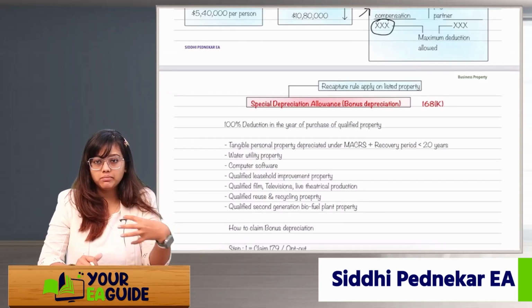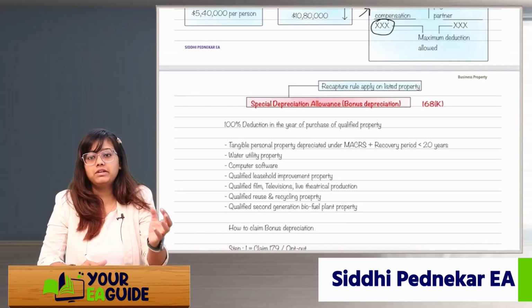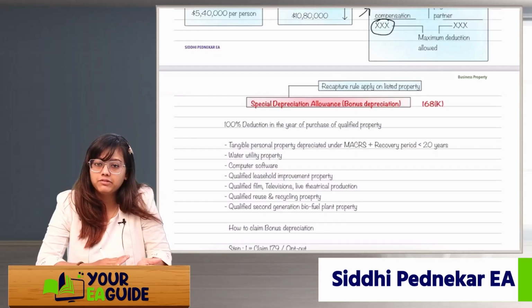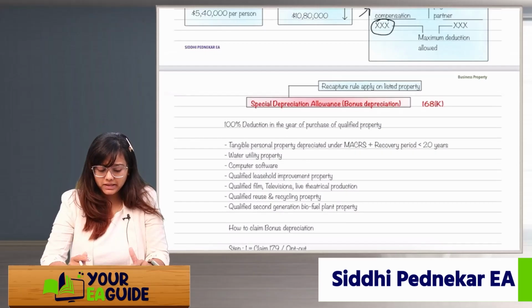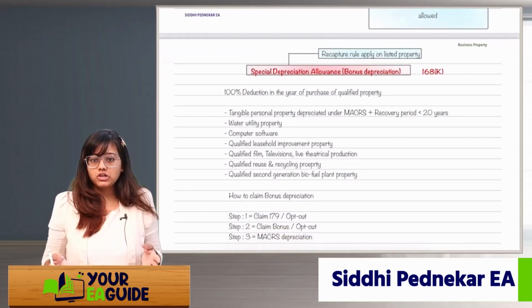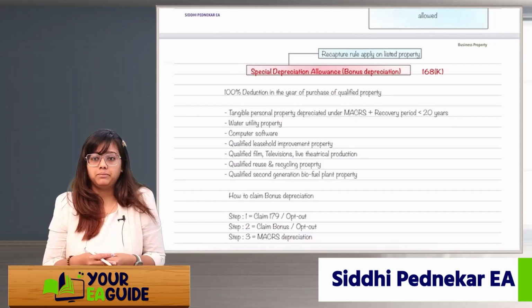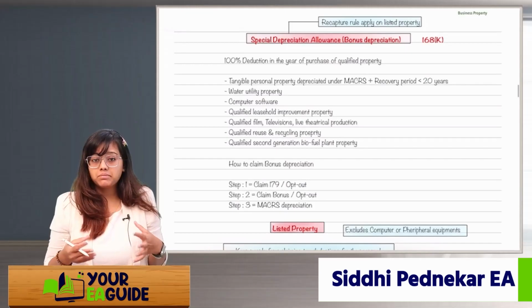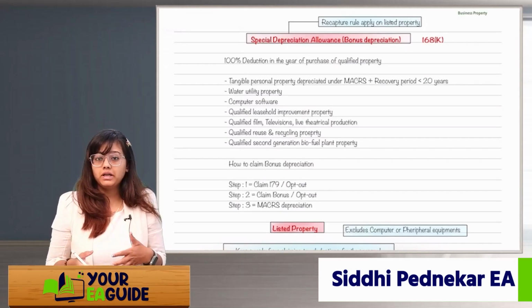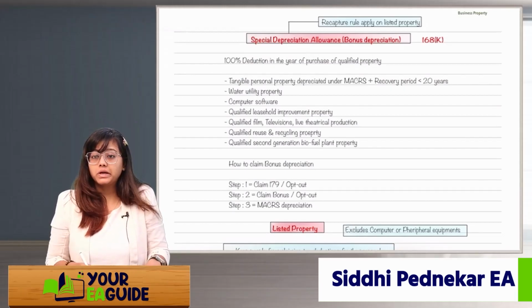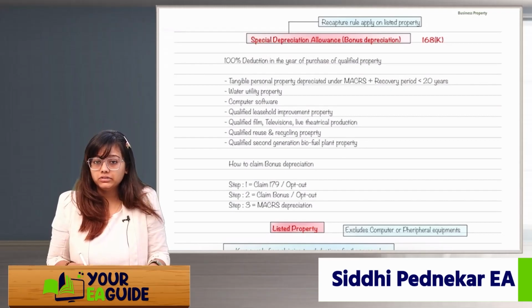If you have taken the benefit in case of 179 property, and the usage is less than 50%, then that benefit will be recaptured. But in case of special depreciation, you can take 100% bonus depreciation on the purchase of a qualified property. Now, what do you mean by qualified property? Qualified property is tangible personal property which is depreciated under MACRS method, plus the recovery period is up to 20 years.